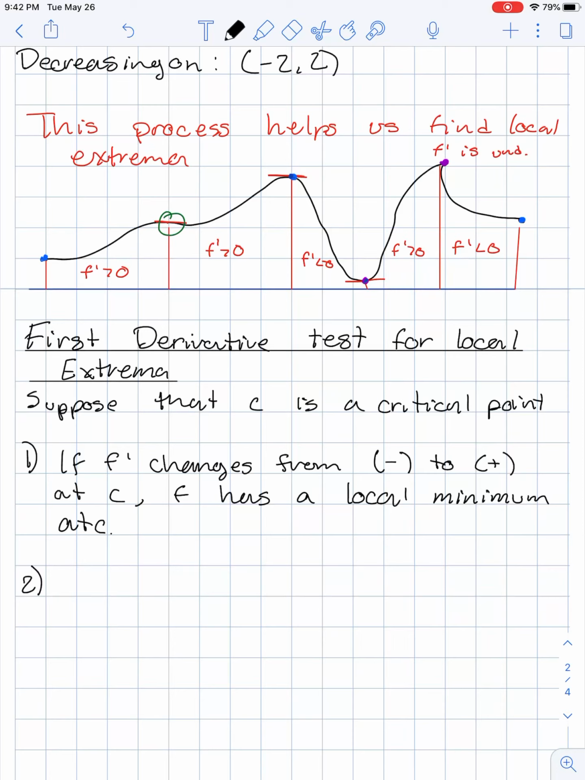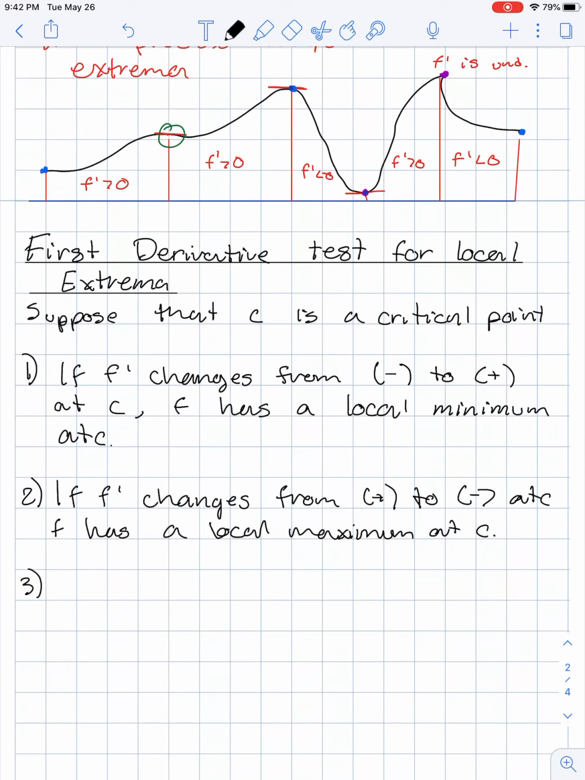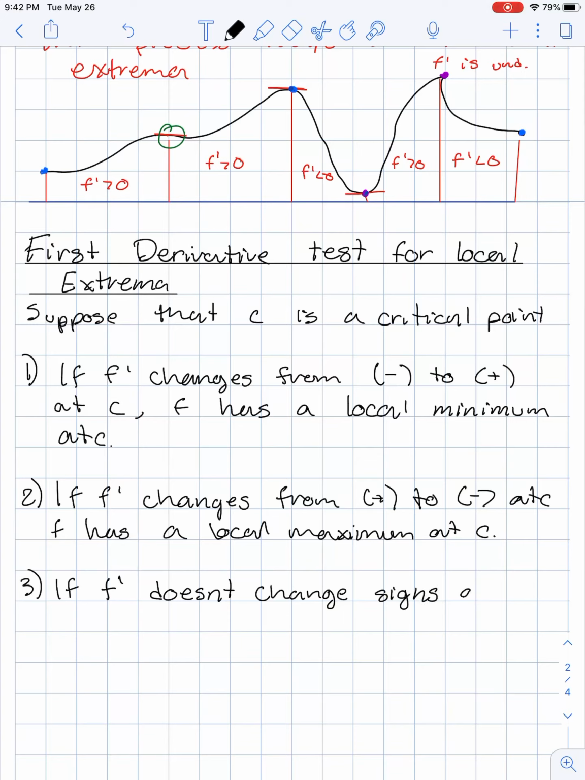Second outcome is the opposite. So if f prime changes from positive to negative at c, f has a local maximum at c. And then we have a third option: if f prime doesn't change sign, so if it's negative, negative, positive, positive, then f has no extrema at c.